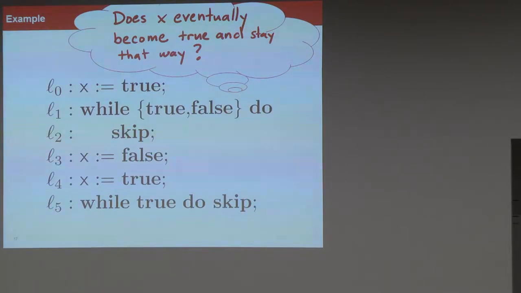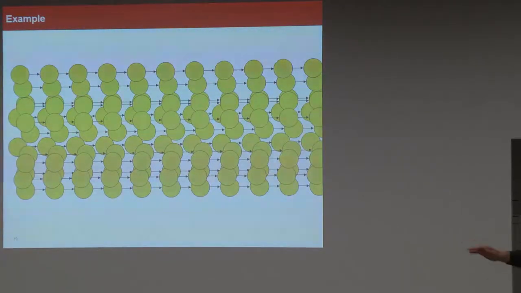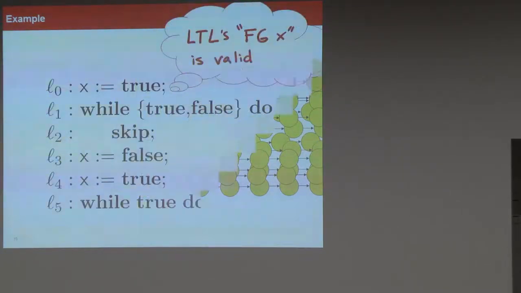Okay, very good. So the answer to the question is it depends on which logic you're expressing it in, right? So in LTL, the property FGX, which is saying X eventually becomes true and stays true, is valid. And the reason is if you think of all of the traces of the system, right? So think of what traces there are.